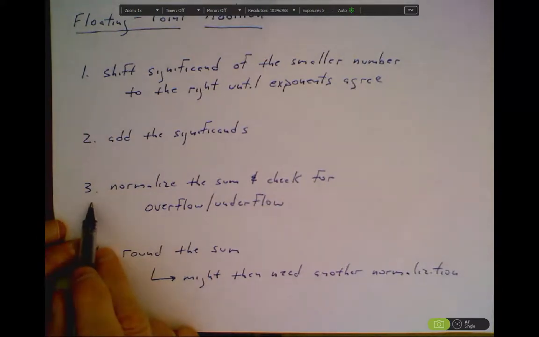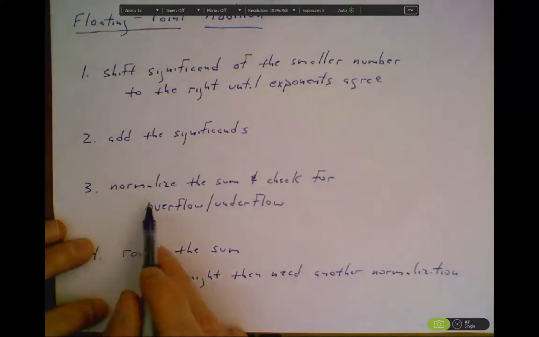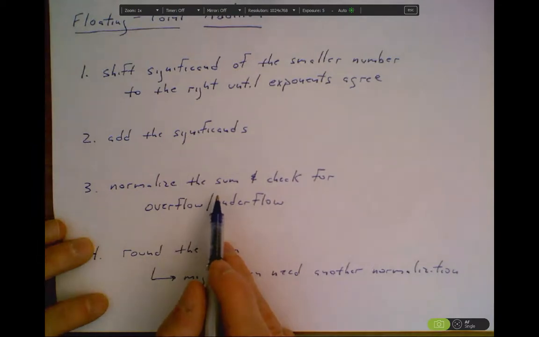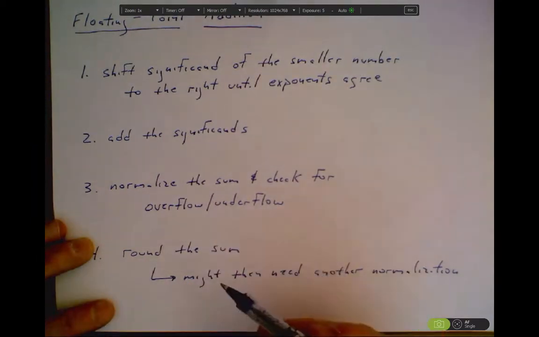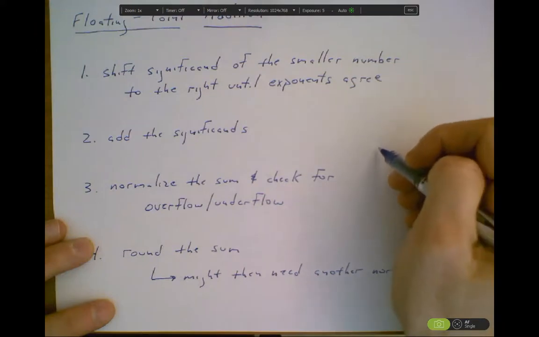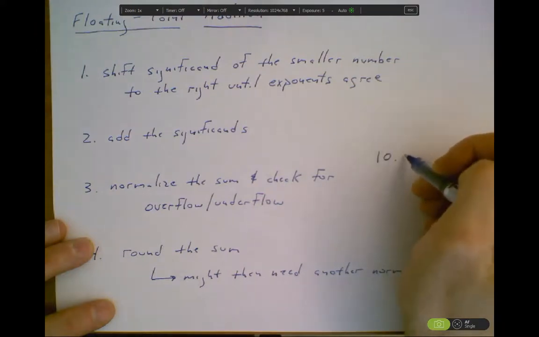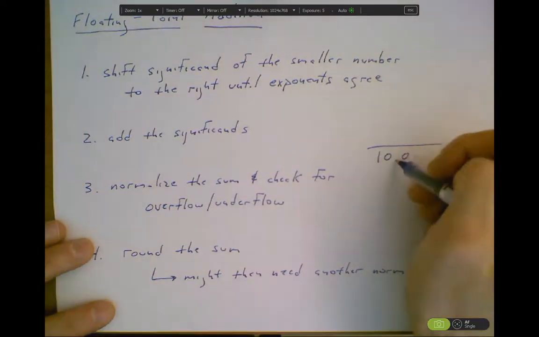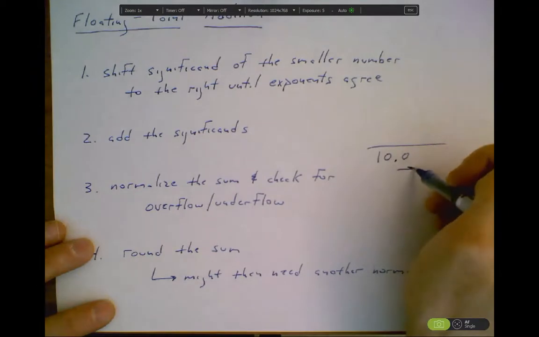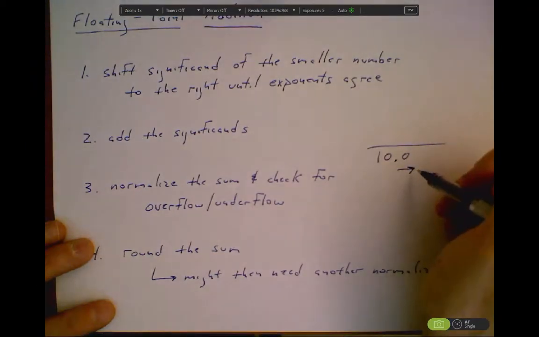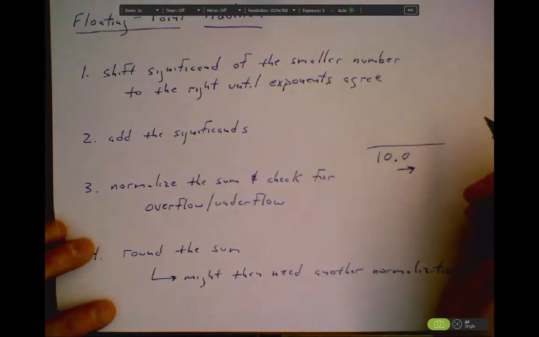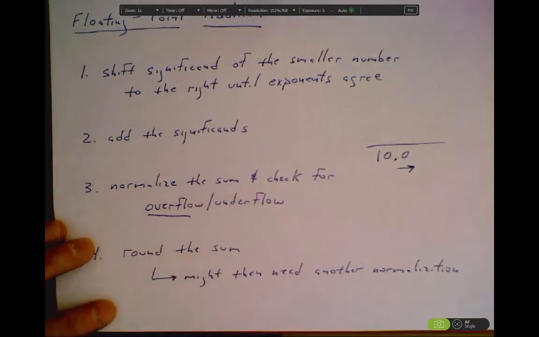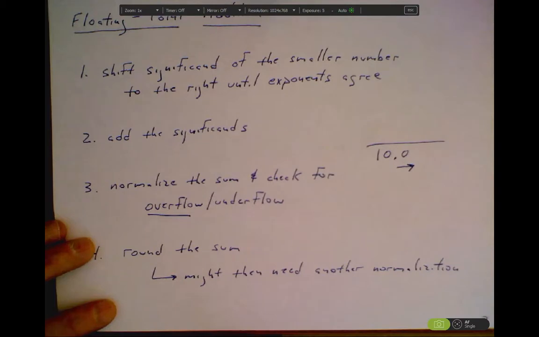Back to the algorithm here. The third step after the addition is complete is I may need to normalize the result. So I might have a carry out the top, right? The result of the addition might have ended up with something like that, with 2 digits to the left of the radix, so I might have to shift back to the right. When I shift back to the right, I'm making the exponent bigger. When I make the exponent bigger, there's a chance for overflow, right? There's a limited amount of bits in the exponent, and I may overflow those bits. The number becomes too big to be represented.